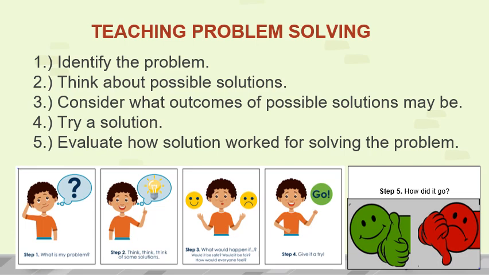Here are the 5 steps to teaching problem solving from the National Center for Pyramid Model Innovations. 1. Identify the problem. 2. Think about possible solutions. 3. Consider what outcomes of possible solutions may be. 4. Try a solution. And 5. Evaluate how the solution worked for solving the problem.